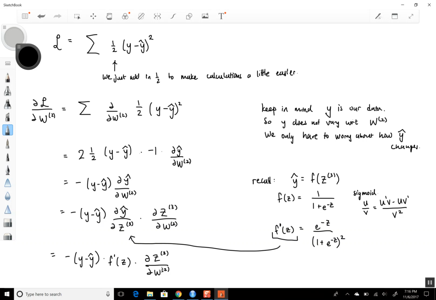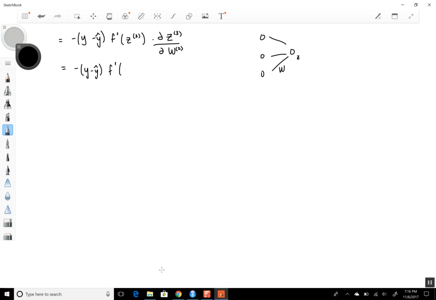Can I change slides here? Okay, so we left off at (y minus y hat) f prime of the z function times how z changes with respect to the weight matrix. Just keep in mind that we had the W's, and then this gets to our z here. Basically, z will change with respect to W based on the activations of layer 2. So this just becomes (y minus y hat) f prime of z at the third layer times the activation outputs at the second layer.